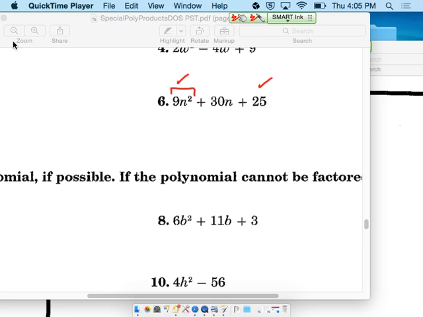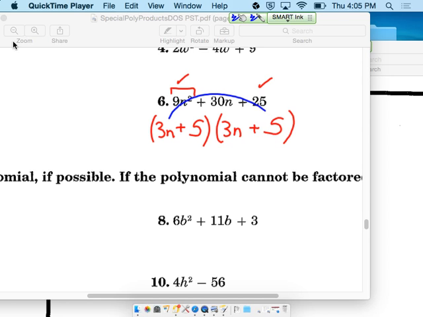So the only thing I have left to check, and here I could go ahead and set up binomials and then check. So 9n squared is going to be the product of 3n times itself. 25 is 5 times 5. The operation on the linear term is positive, so that means that I must have had plus, plus, two additions in my binomials. And I still need to check out that linear term.